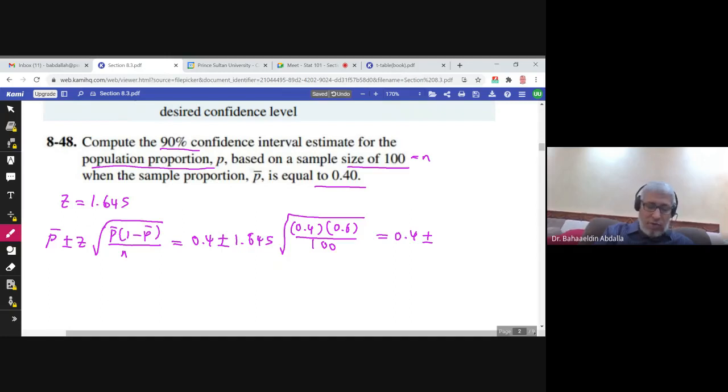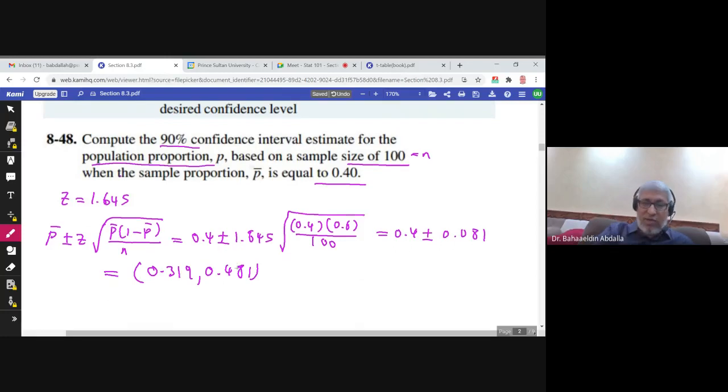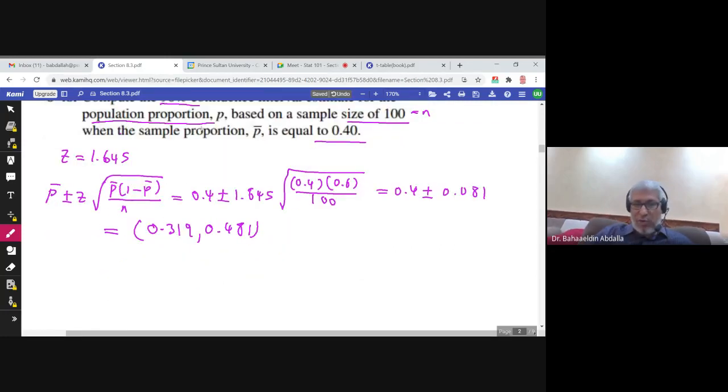So 0.4 times 0.6 over 100 under the square root times 1.648. This is just 0.081 when you approximate to 3 decimal places. So the confidence interval would be 0.4 minus 0.081, which is 0.319, between 0.319, and if you add 0.4 to 0.081, you get 0.481. So this is the confidence interval for the population proportion P.